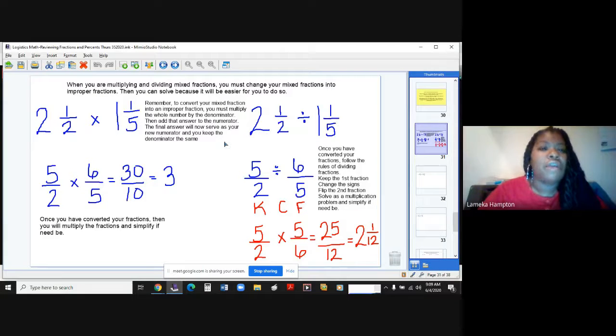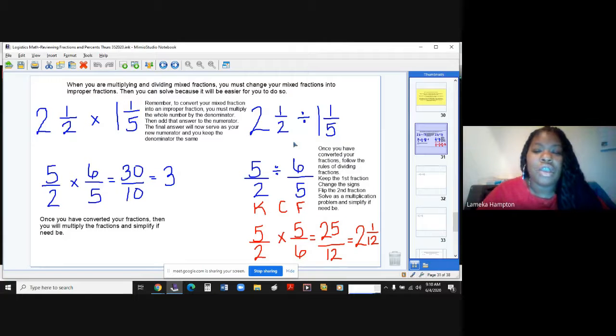All right. So now what we're going to do, we are going to use the same problem, but this time we are going to deal with division. Now, again, you will not divide 2 into 1. You will not do that. And you will not divide the numerators into each other, because you cannot do it that way. That is not how you would divide fractions.